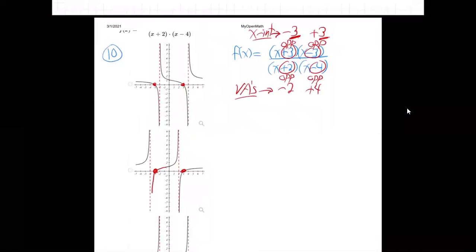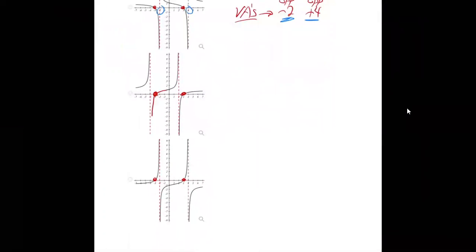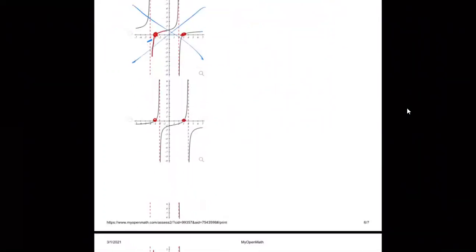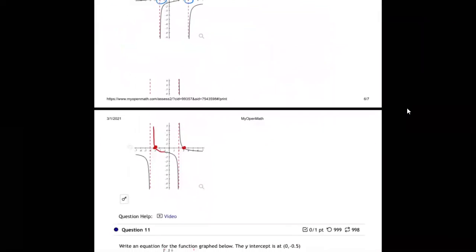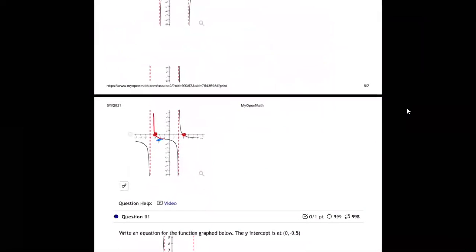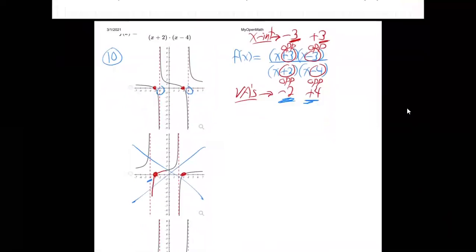How about the vertical asymptotes? Do they all have -2 and +4 as vertical asymptotes? -2, +4, yeah, looking good. Oh no, this one has -4. Nope, he's out. Supposed to be -2 and +4. All right, how about this one? Yeah, -2, +4, he's good. And how about this? No, it's supposed to be -2 and +4. No, he's out. All right, we got rid of 2 of them by the vertical asymptotes. So we're down to 2 answers left.